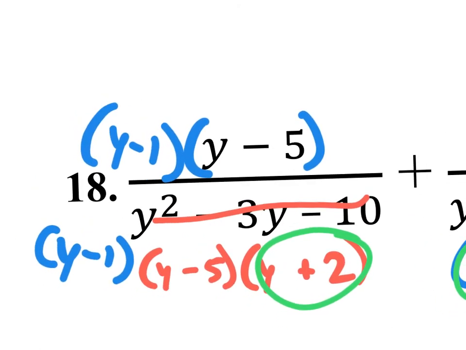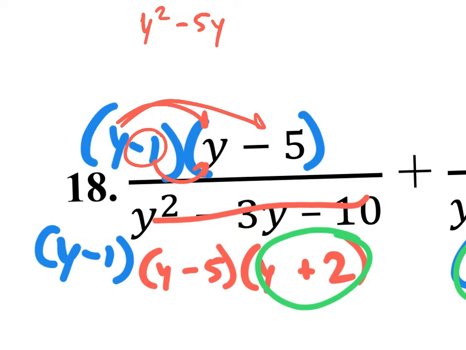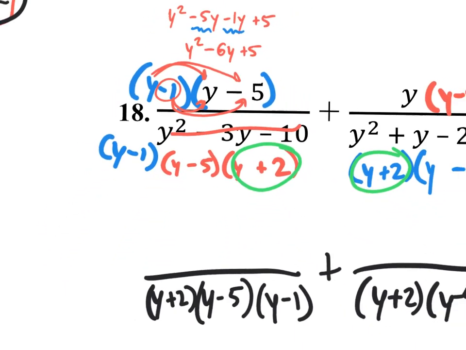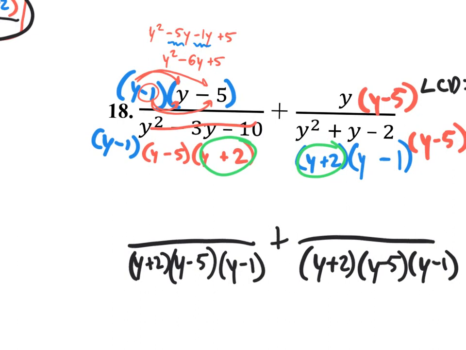It is multi-step, right? Y times y, y squared. Y times negative 5, negative 5y. Negative 1 times y, that's a negative 1y. Negative 1 times negative 5 is a positive 5. Of course, combine these middle terms, you will have y squared minus 6y plus 5. Let me write that down as my numerator for this first fraction. Y squared minus 6y plus 5.